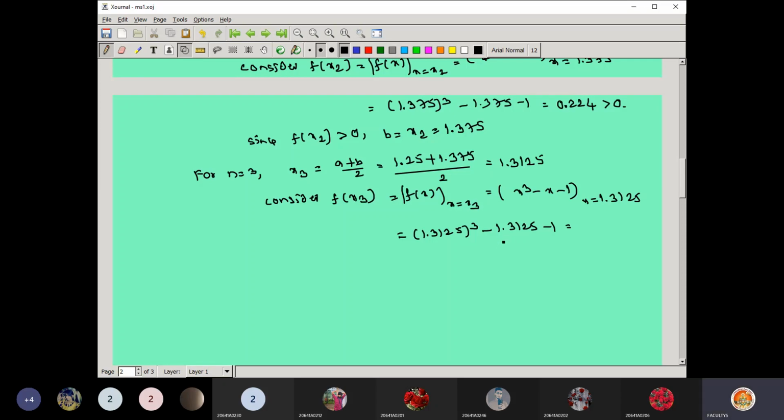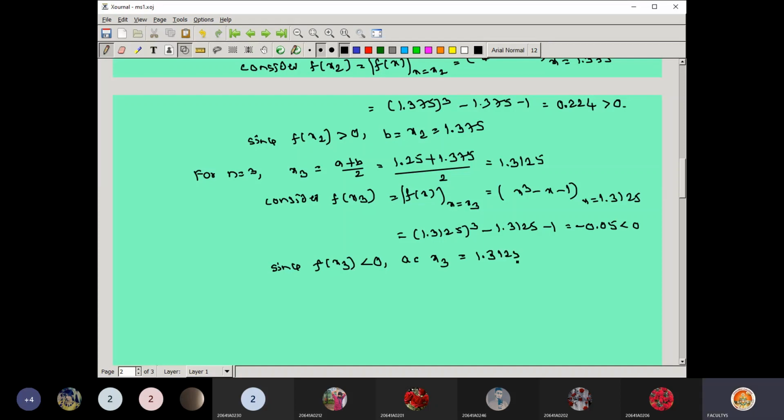With your calculator only, better use your calculator. Minus 0.05. So again it is less than 0. So when it is less than 0, make a statement that since f of x3 is less than 0, a is going to be changed, a equal to x3, that value.